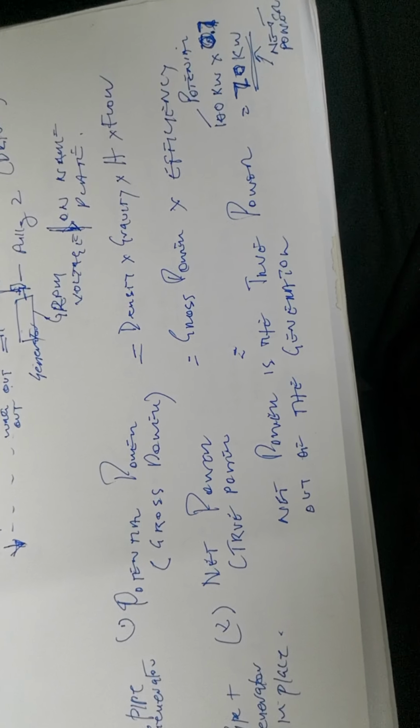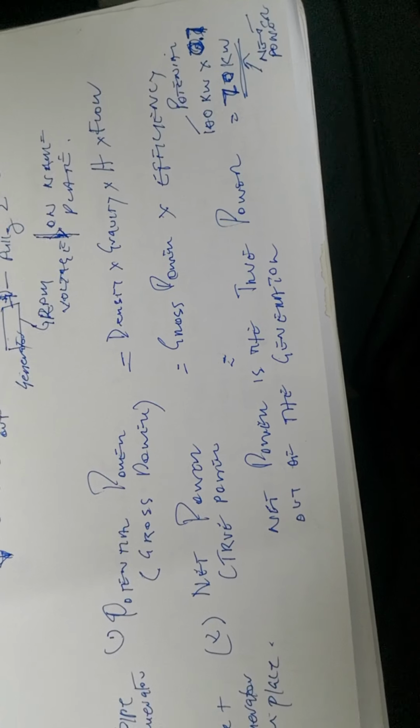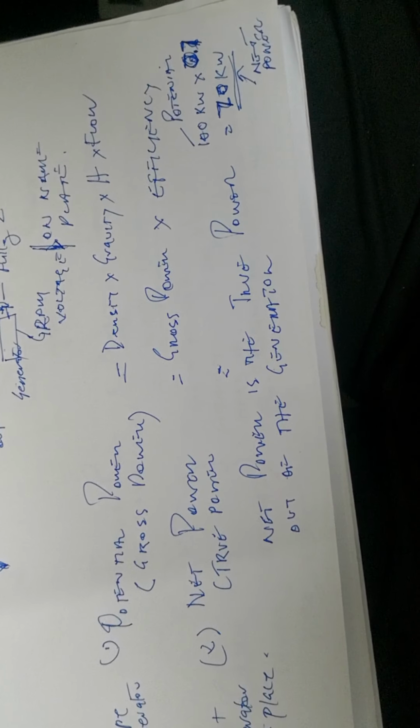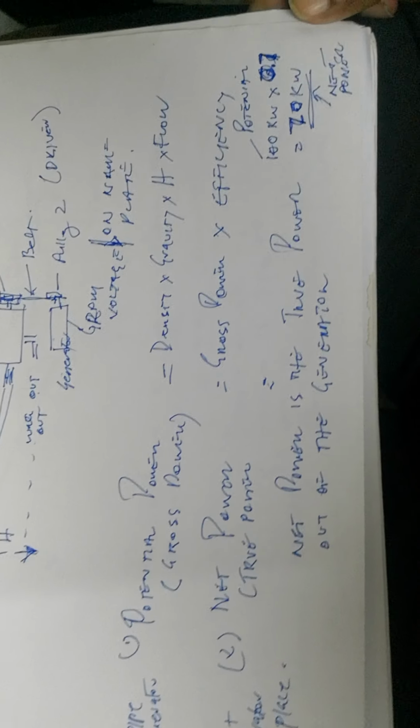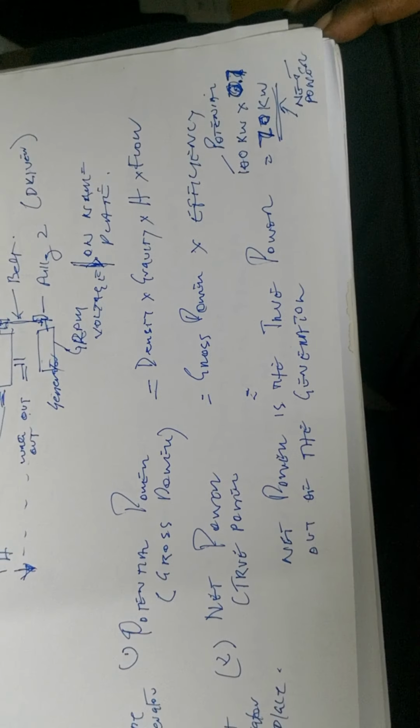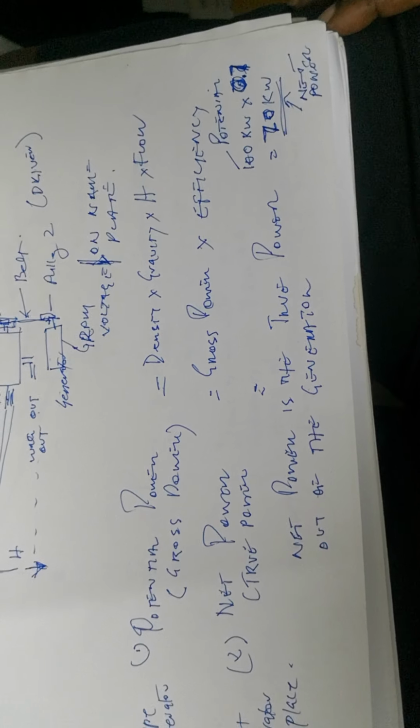Net power equals gross power, which is potential power, multiplied by efficiency, and normally in this little pico hydro, efficiency is between 60% to 70%. Now here, I will give an example.